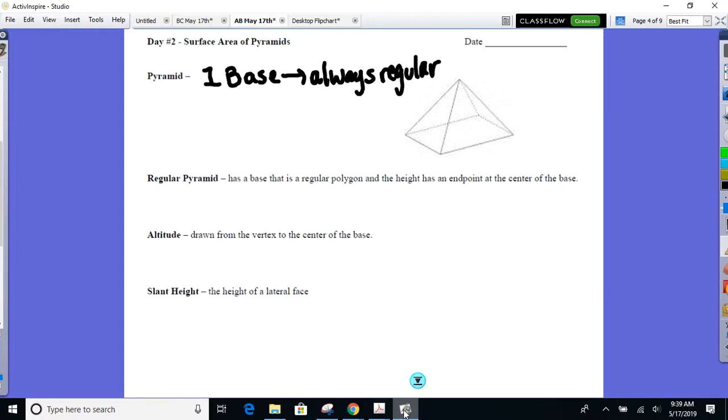If a polygon, a shape is regular, all sides are equal. All angles are equal. Everybody good? So if it's a four-sided figure, you can assume it's a what? It's a square. Okay? If it's a triangle, you can assume it's equilateral. All right? Everybody good?